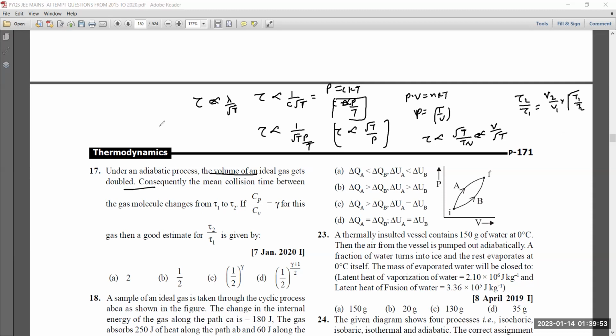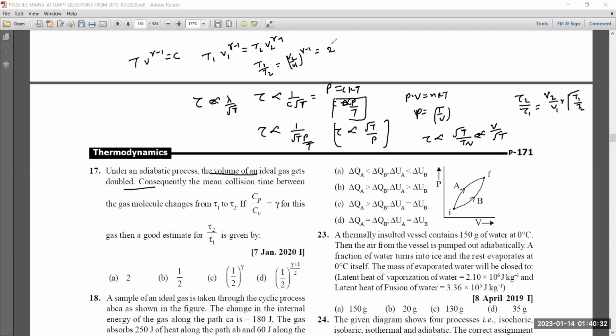And the TV power gamma minus 1 equals a constant. So T1 by T2, V1 by V2 power gamma minus 1 is equal to 1. I mean, you can write it like this. So you understood now how to replace this. So T1 V1 power gamma minus 1 equals T2 V2 power gamma minus 1. So T1 by T2 is V2 by V1 power gamma minus 1, and we know this answer.